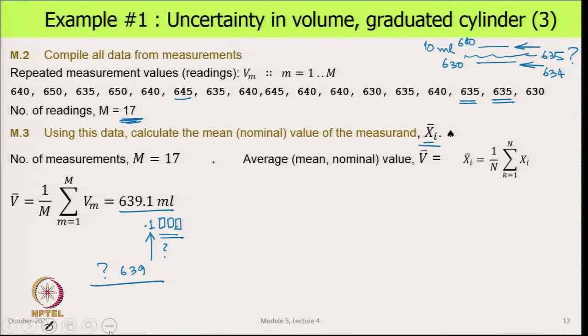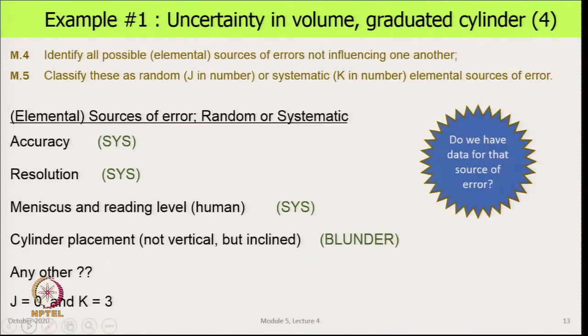So, this is one thing. The second thing, which I have not presented here, is that we took this data, calculated the mean, and then asked in the next step whether all these numbers are expected in such a distribution. We will see that in a minute. Our next step was to identify all possible elemental sources of errors not influencing one another and classify them as random or systematic.